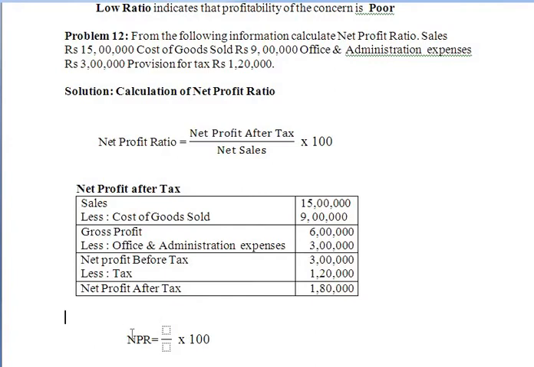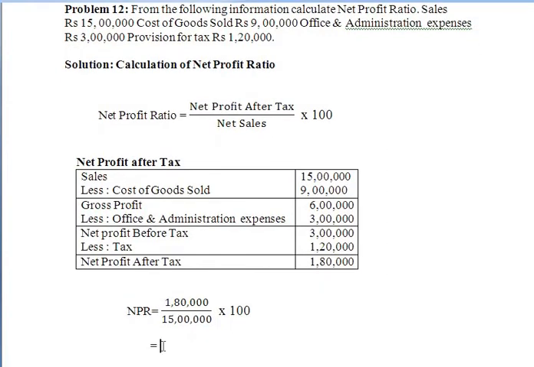Okay, now what is the formula? Net profit ratio is equal to net profit after tax. Now what is the amount of net profit after tax? 1,80,000. Okay, divided by net sales, how much? 15 lakh. So 1,80,000 divided by 15 lakh into 100 is equal to how much percentage? 12%. Okay, so right here next line 12%.